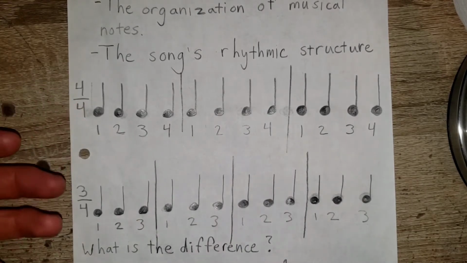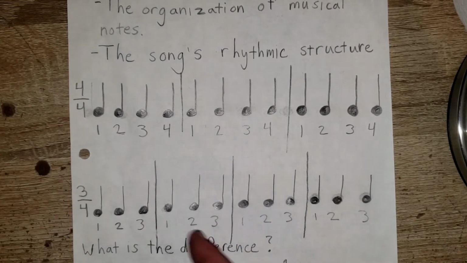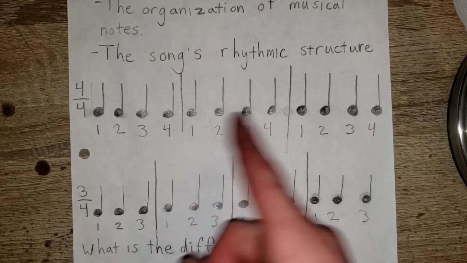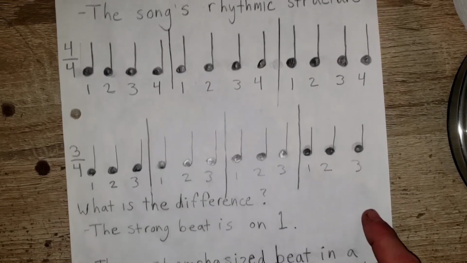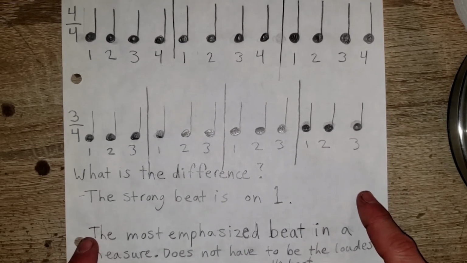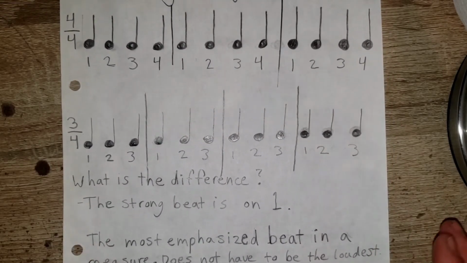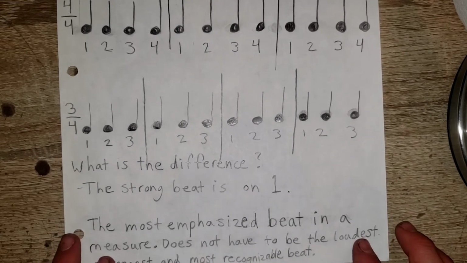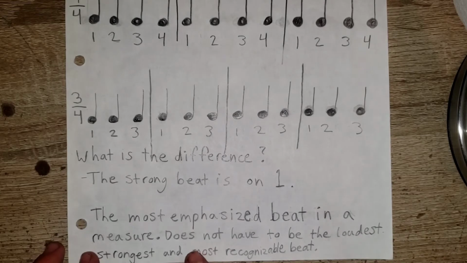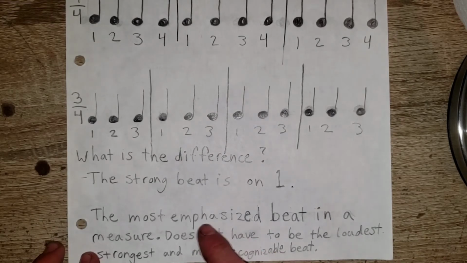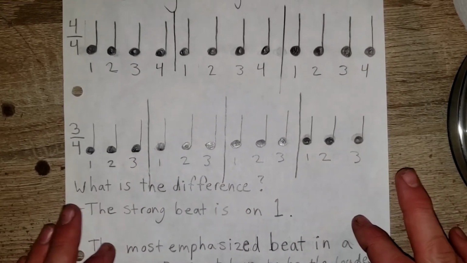Okay, so if they're all the same notes, wouldn't a player just play these two the same way? I mean, they're the same notes. And no, it's not true. The difference is that your strong beat is on 1. And by strong beat, I don't mean the loudest beat that you can have. I mean, it's the most recognizable beat. It's the most emphasized beat. So it's the one that you're going to hear.